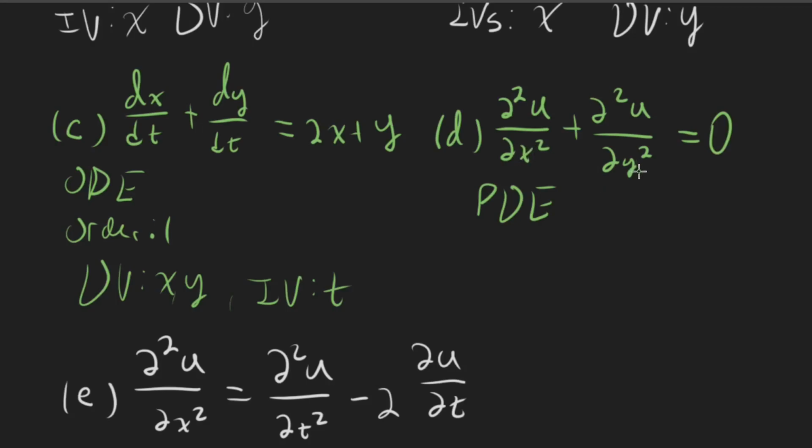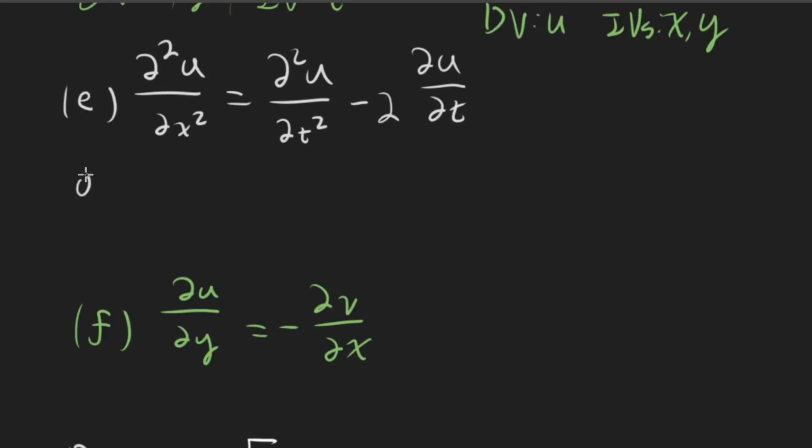Looking at this one, we now actually have a PDE because we have one function with derivatives with respect to different independent variables. Another indicator is that instead of a d right here, we have the partial symbol right here. So the order is 2. Second order, our dependent variable is u, and our independent variables are x and y.